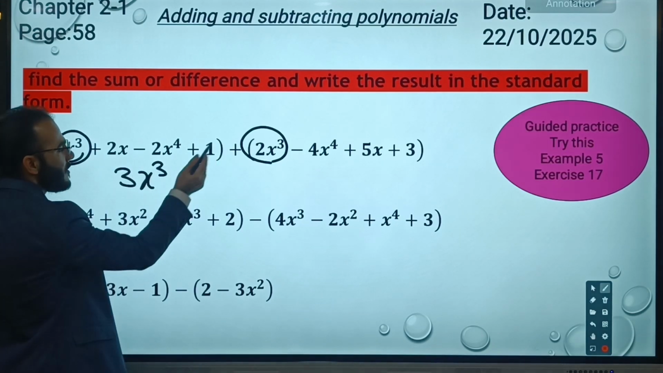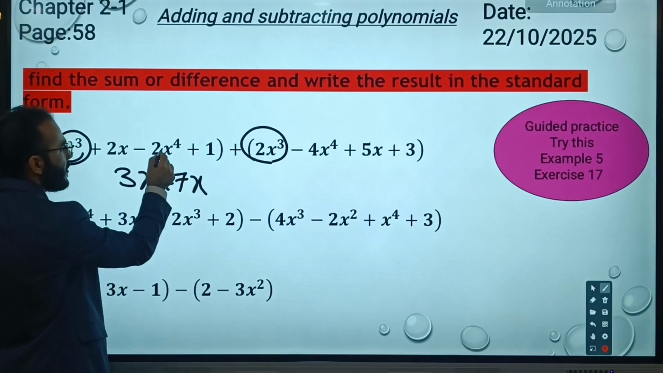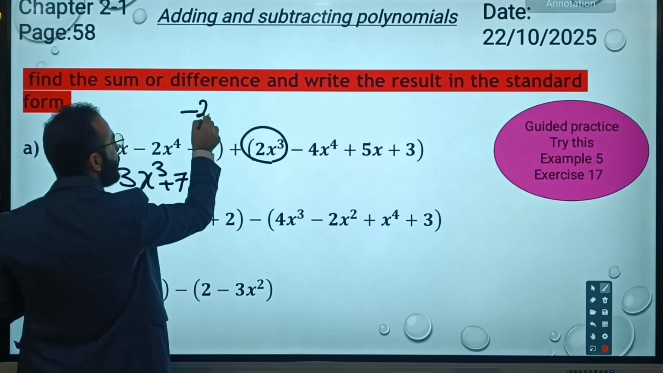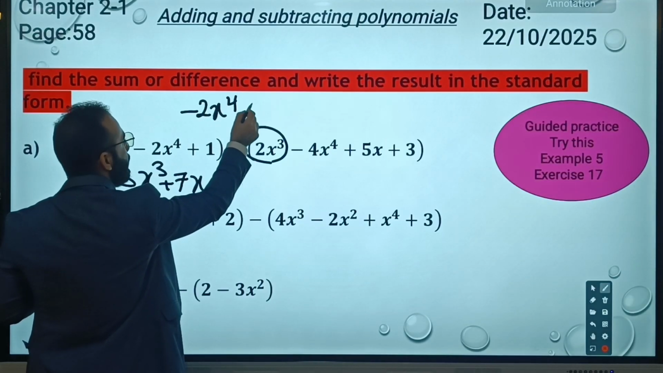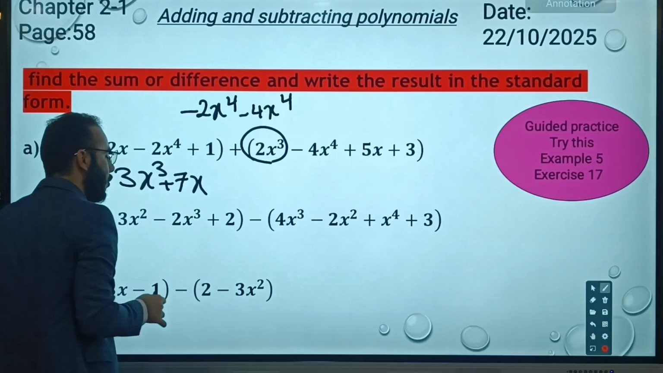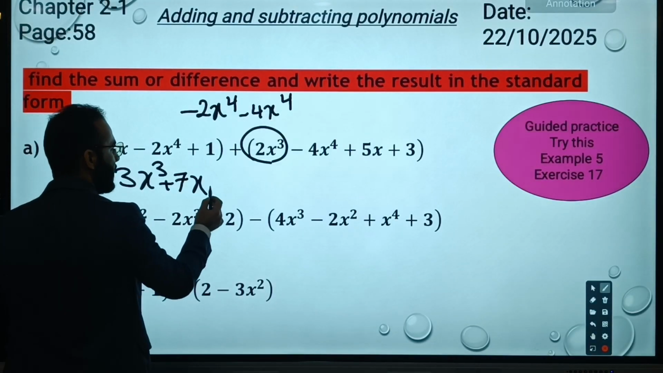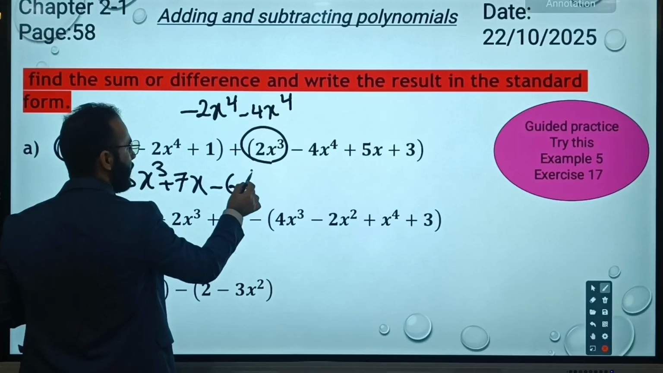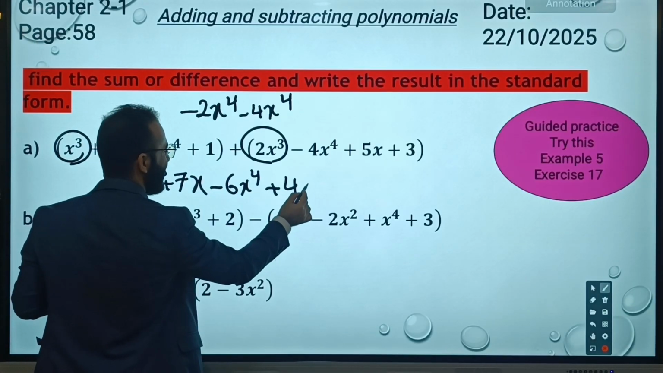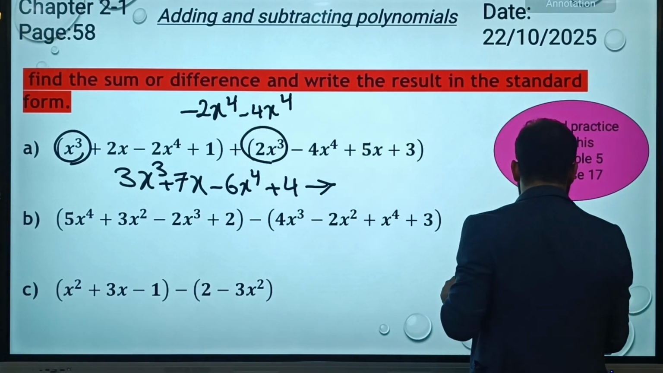2x plus 5x, we have 7x. Negative 2x^4 minus 4x^4. So add only the coefficients, but keep the negative sign. So minus 6x^4. And the constants are 1 plus 3, 4. Is this in standard form? Absolutely not. So let's write it in standard form.